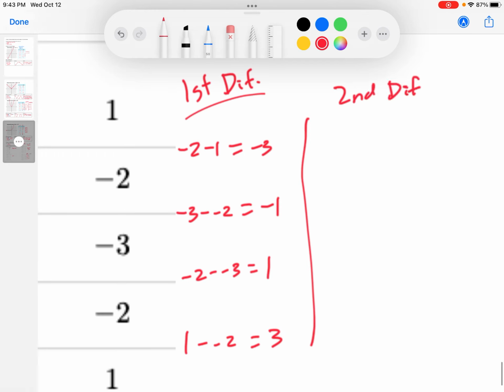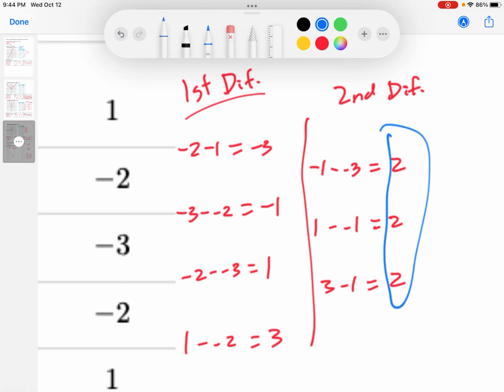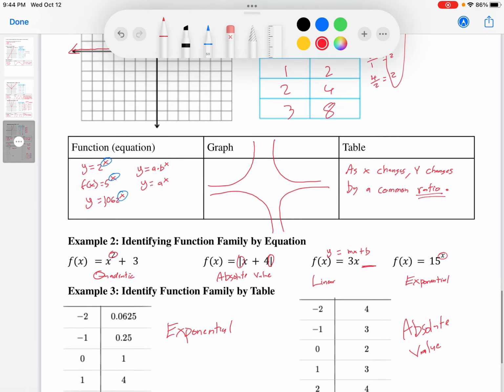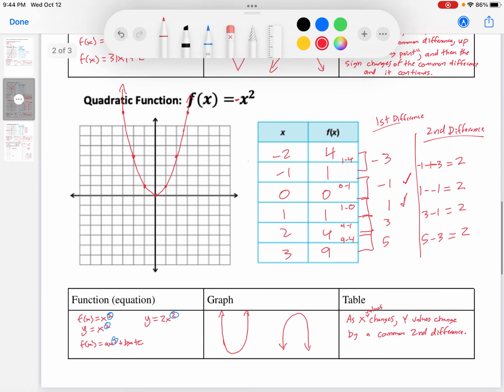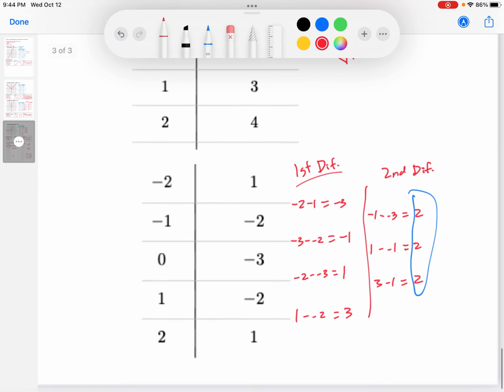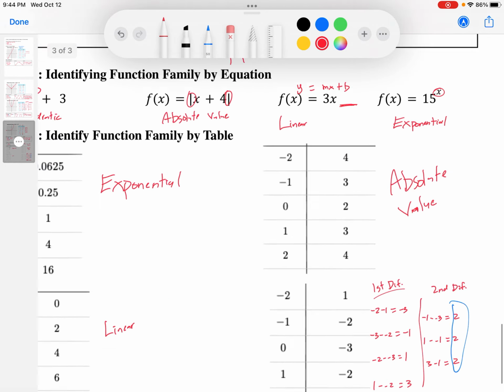Let's see if we can find a common second difference. So if I go -1 minus -3, that would give me +2. If I go 1 minus -1, that would give me +2. And if I go 3 minus 1, that would give me 2. Sure enough, that is a common second difference. And the one that has a common second difference, if we go back and look at our notes, that must be quadratic. All right. Quadratic.